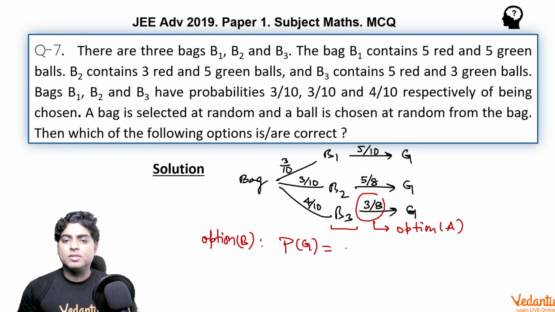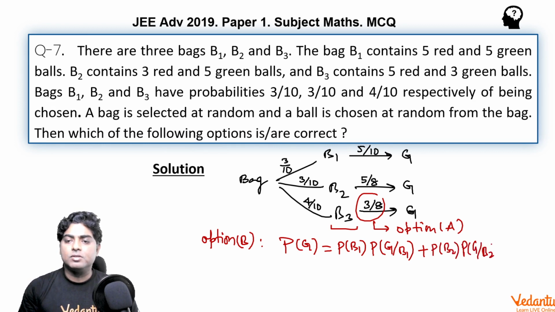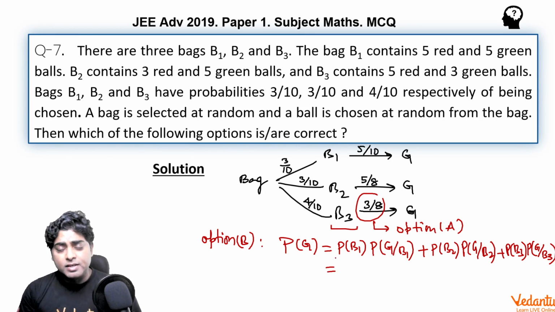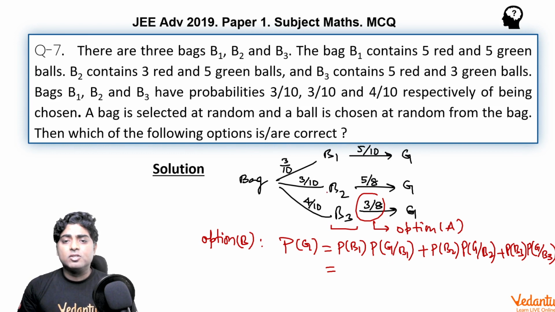So green can come from B1, so B1 was taken and green was selected given that B1 was taken. Similarly B2, P of G given B2, plus B3. So it is due to the total probability theorem. We can say this is nothing but total probability theorem. So we will find here these respective probabilities. So it can easily be tracked from this tree diagram.